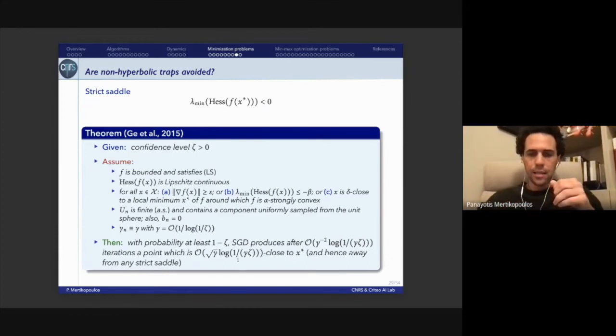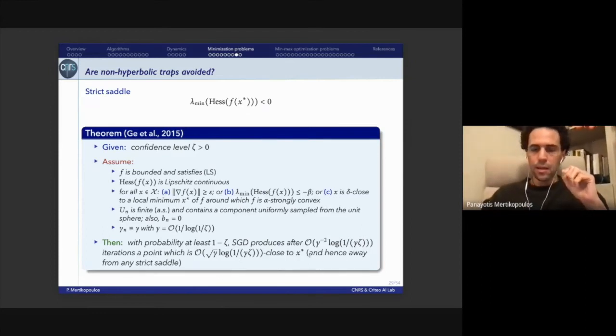And well, the problem is here that if you want this confidence level to be very small, so if you want to really guarantee avoidance of saddle points, then you have to wait for a very, very large number of iterations.